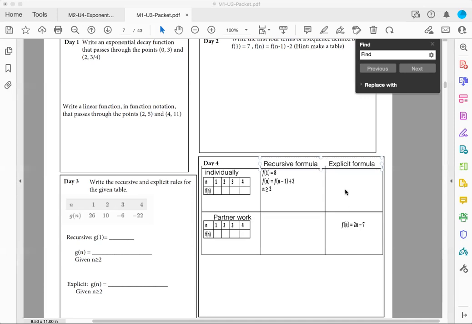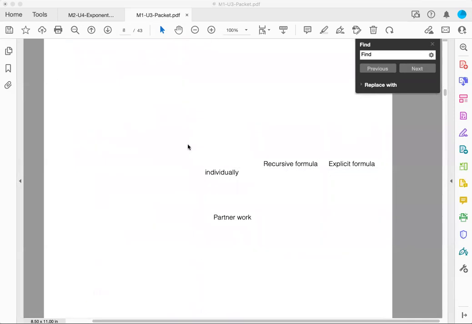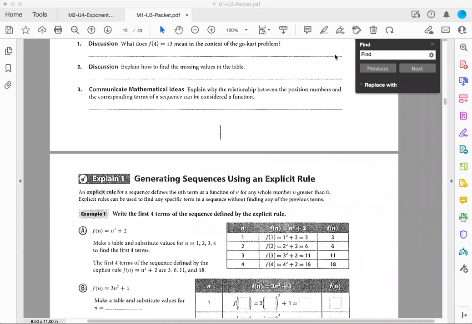recursive formula. So take a few minutes, start individually on the first one, and once you're done, work with a partner, maybe your elbow partner or the person sitting behind you, to complete the second part, okay? You can take a few minutes to complete that, and then I'll move on to the next topic, which is today's lesson on 3.5.